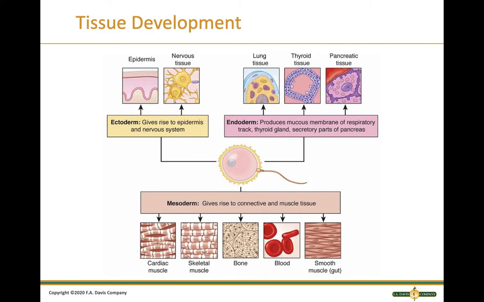So you start out as a single cell, and then that differentiates or becomes all these different types of things like skin or nerves or lung or thyroid or pancreas or muscle or bone or blood. And what a stem cell is, it's a specialized cell that can become any cell in your body.